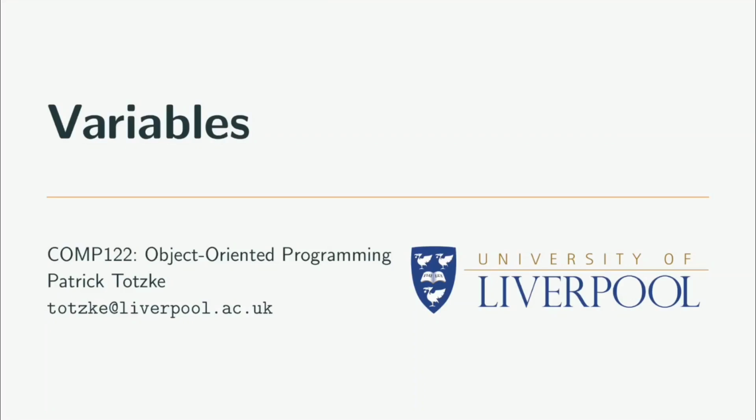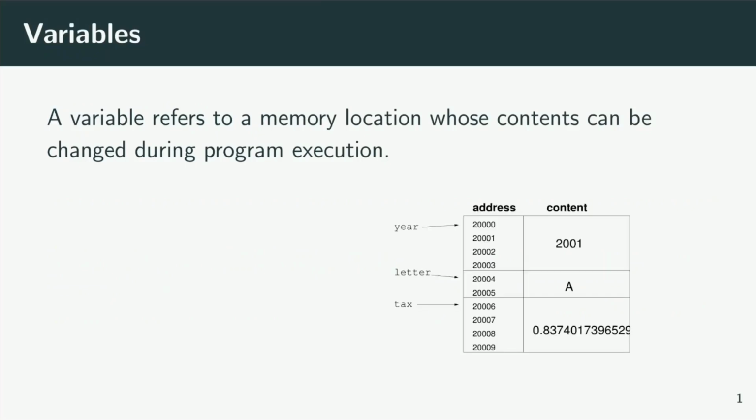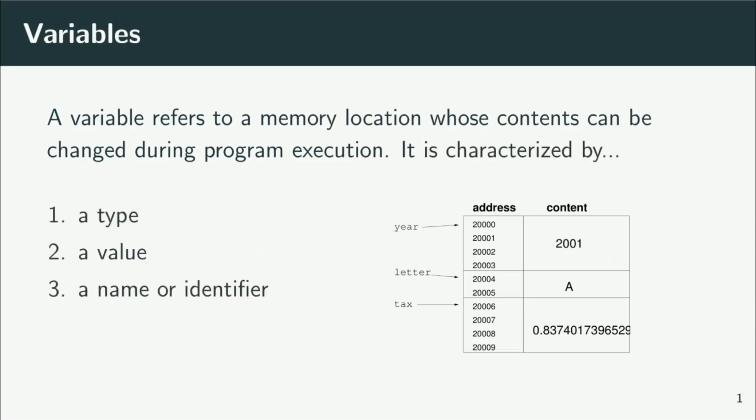Just as in all other imperative programming languages, you can use variables in Java source code to access data and manipulate data. A variable is simply a named memory location. Its content can be changed during the program execution. A variable is characterized by three things. Firstly, a data type, which tells you what kind of datum can be stored. A value, which is the current content of the memory address which the variable points to. And a name or an identifier by which you can refer to this variable in your source code.